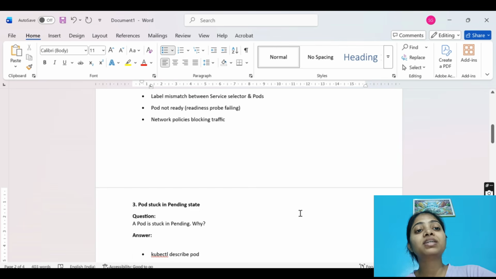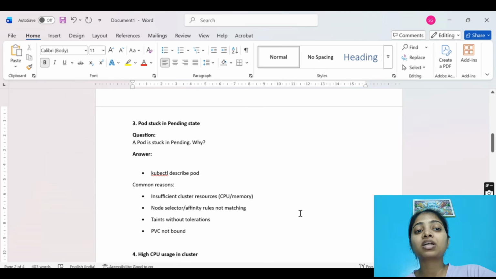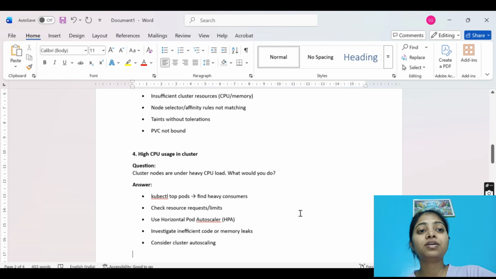If the pod is stuck in pending state, then what can be the reason? It can be due to insufficient cluster resources, node selector or affinity rules, taints and tolerations, and PVC not bound. Then suppose there is high CPU usage in the cluster, so what should we do? First of all, we should run kubectl top pods and find the heavy consumer. Then we should check resource requests and limits, use horizontal pod autoscaler, investigate inefficient code or memory leaks, and consider cluster autoscaling. Else we should look at what is consuming that space.